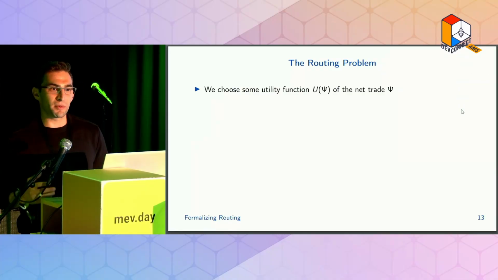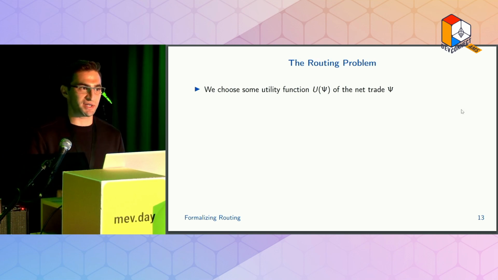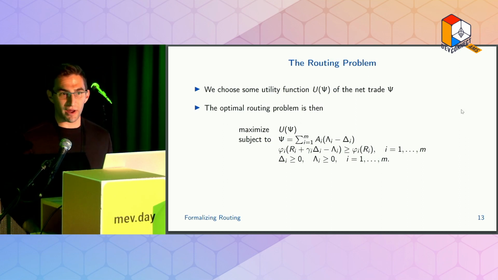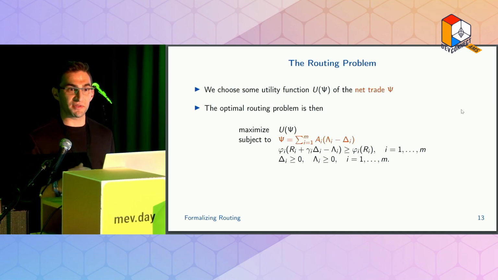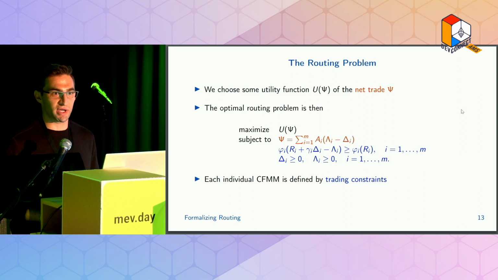So for the routing problem, the final piece that we need is some utility of the net trade. We need some way to say when a net trade is good and when a net trade is bad. And with that, we can write down exactly what the optimal routing problem is. It's to maximize that utility function of the net trade, which we just constructed with the notation I introduced. And then, of course, we have the trading constraints introduced by each individual CFMM.